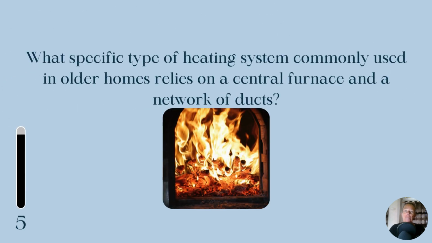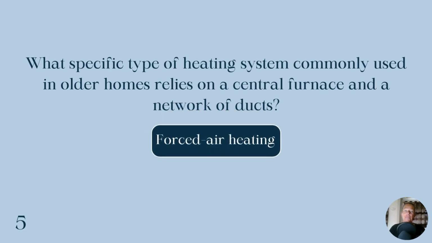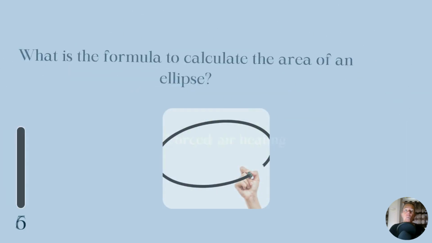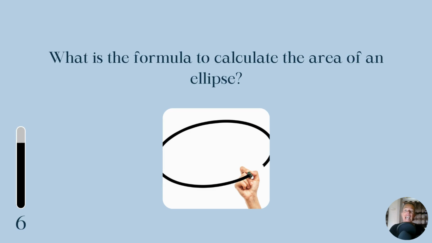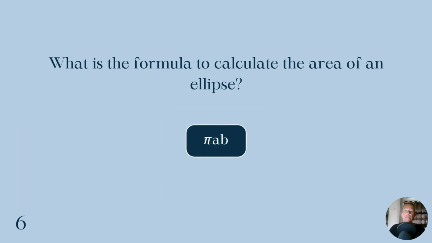What specific type of heating system commonly used in older homes relies on a central furnace and a network of ducts? Forced air heating. What is the formula to calculate the area of an ellipse? And that is the formula.